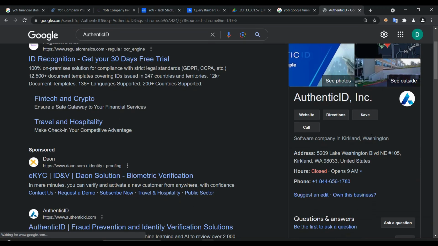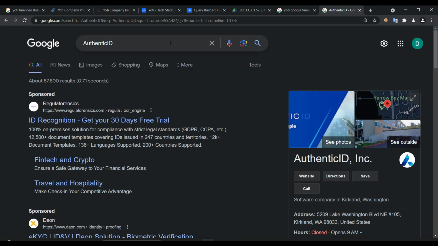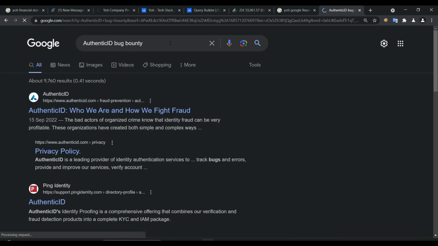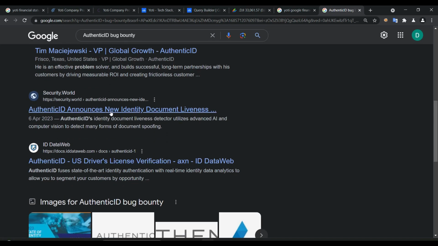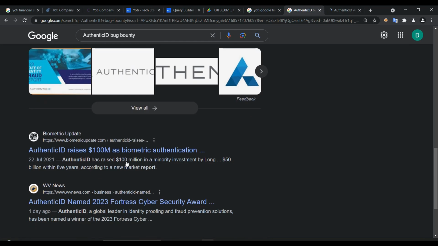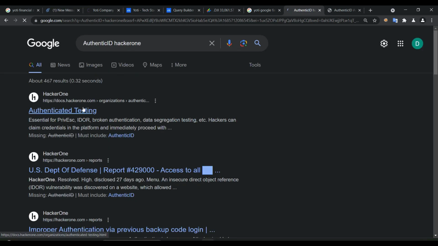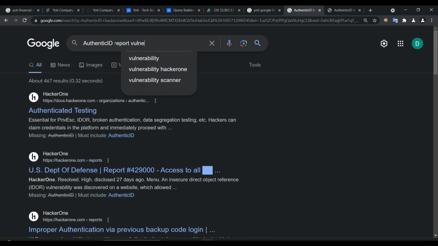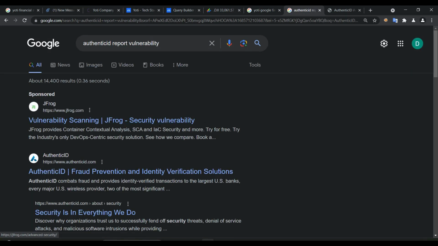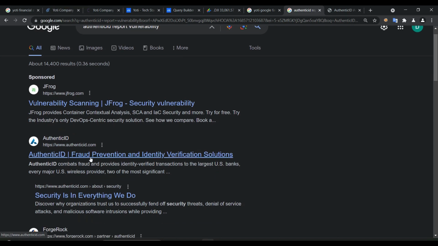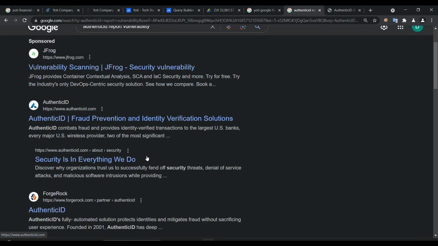If we want to search for this, Authentic ID Inc. It is in Washington, in the USA. So, bug bounty, if we want to try to find vulnerabilities there. Security.world, bug bounty, HackerOne maybe. Okay, so report vulnerability. Okay, we can see that they have a fraud prevention and identity verification solution.